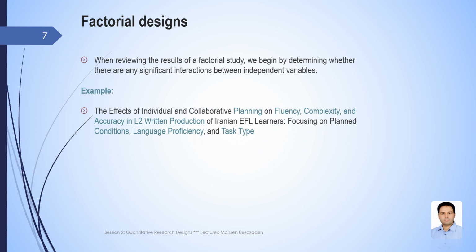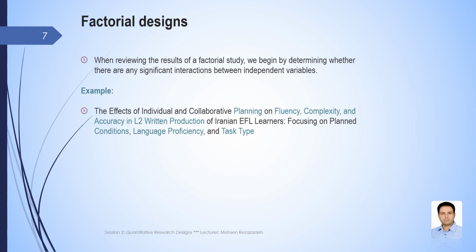Here, the first research question can be the effect of these two planning types on CAF. That is the main effect. The effect of planning, these two types of planning, on CAF. The second research question can be the effect of task type on CAF. For example, we have two different task types and we want to see the effects on complexity, fluency, and accuracy of students' writings.